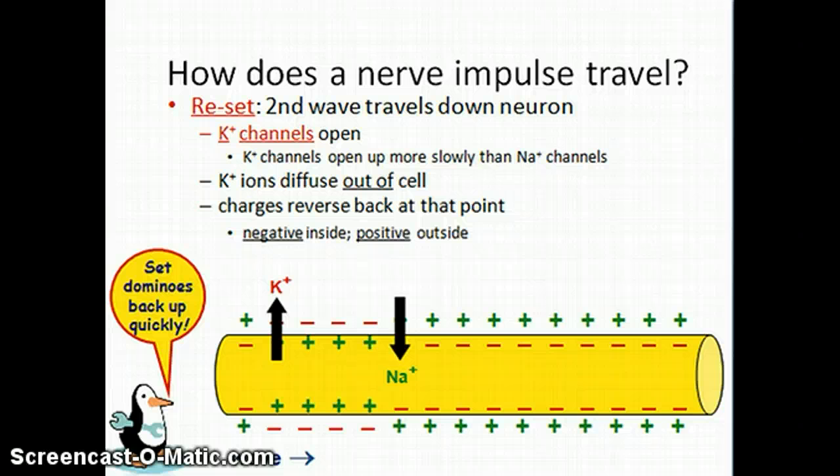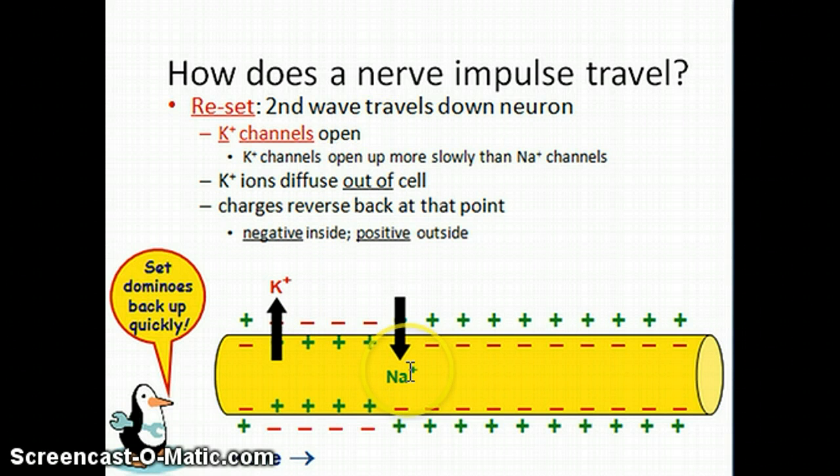So now we have one wave traveling down a neuron, and that wave is made up of these different sodium channels opening. But immediately following that first wave, we have a second wave begin to happen. As the sodium builds up in the cell, those sodium channels actually start to close. And as they do, the potassium channels will begin to open up.